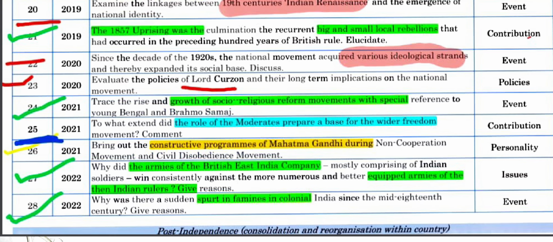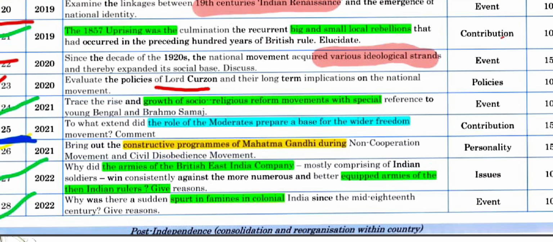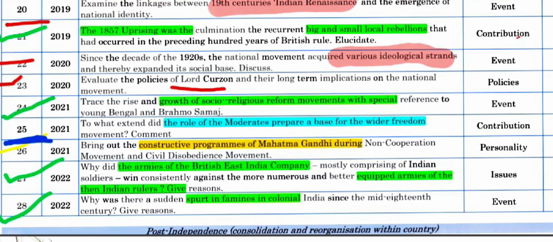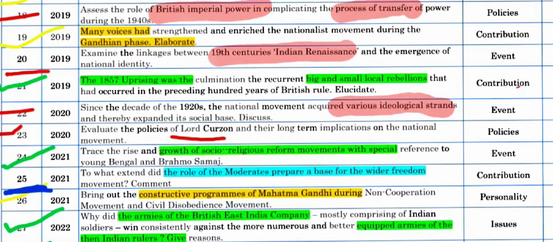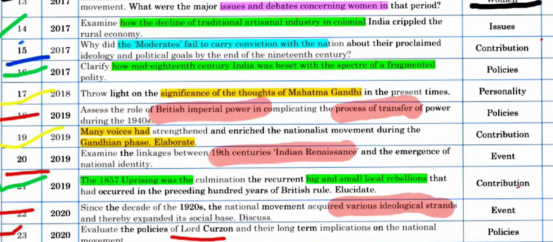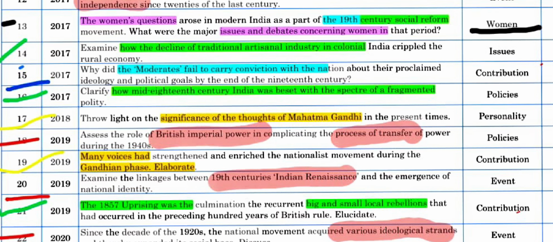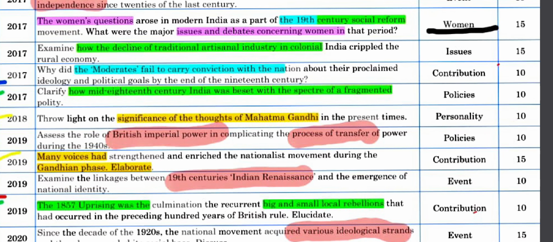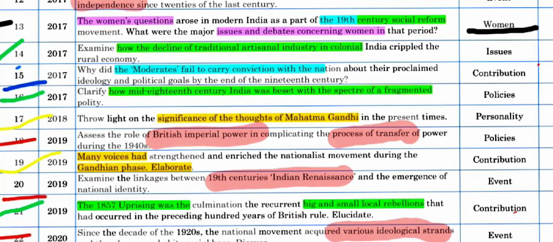So now UPSC is focusing on one specific group of leaders, which were the moderates, which you all must be aware of, and they're asking what was their role, okay, in preparing a base for a wider freedom movement. Again, they are asking on moderates in the year 2017, question number 15, which is for 10 marks. What are they asking?